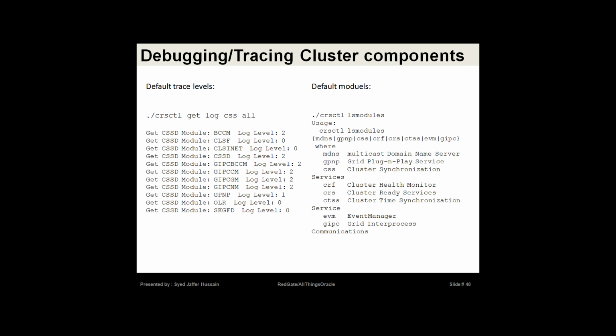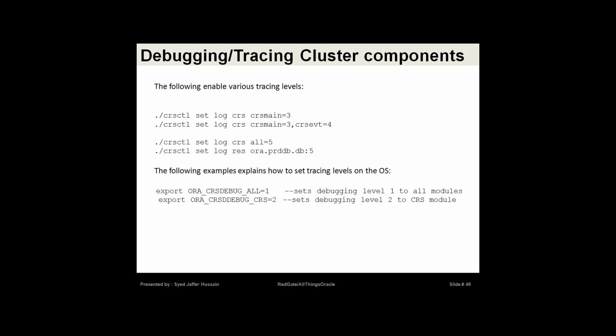By default, the tracing and debugging level for most of the important daemon processes is set to 2. As you can see, for cluster synchronization, all the modules are set to 2. So these are the threads and modules, as you could say. To your right are the default modules. You have CSS, CRS, CTSS. So you can use any one.